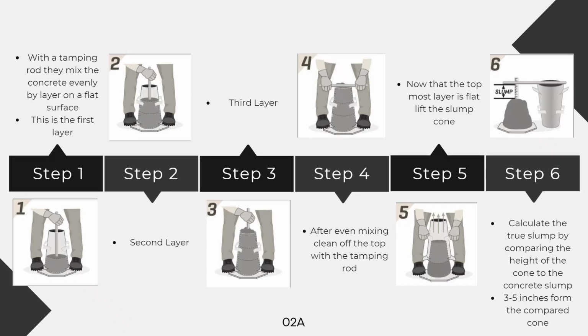Testing is actually done with a tamping rod, this object, and layer by layer, we add more concrete, and then when we get to the top, after evenly distributing each layer, we clean it off. And when it's flat, we lift it up and compare the slump cone to our slump of concrete. That's our true slump, and this should be given 3 to 5 inches.